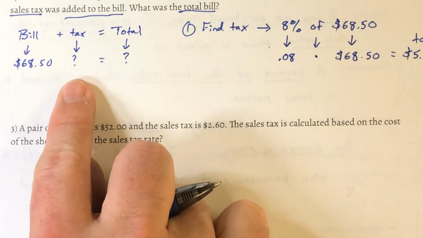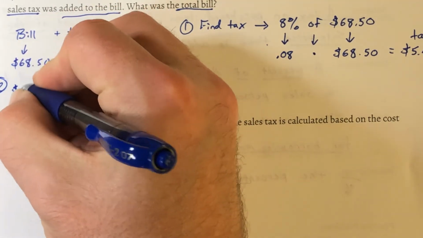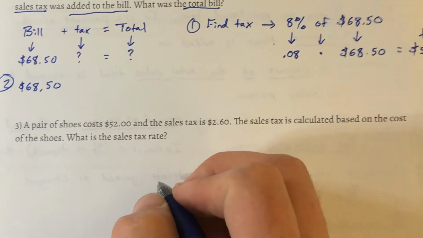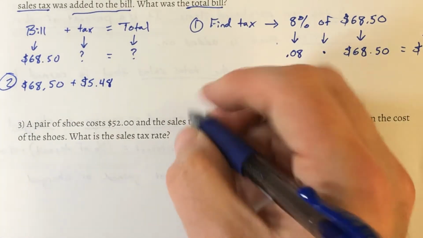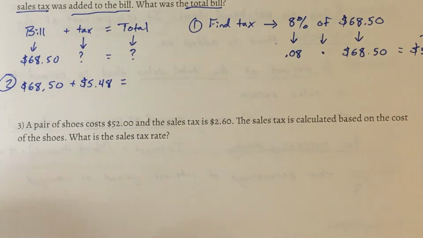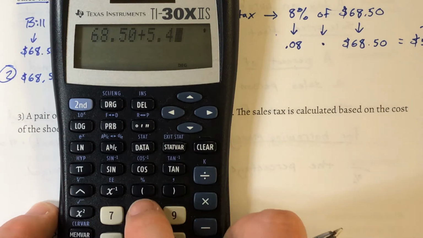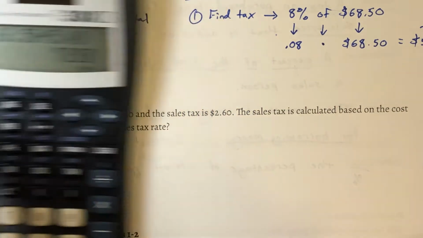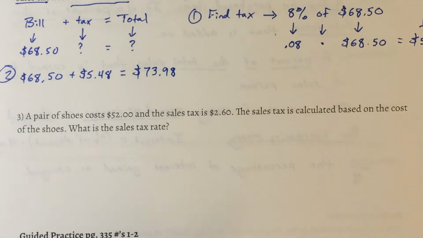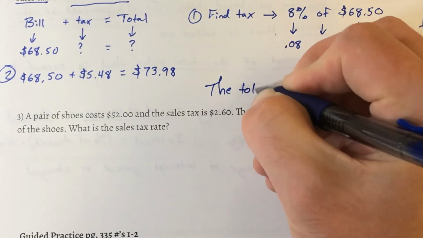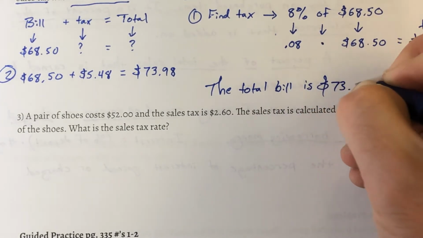All right, so let's go back to our original thought process. We have our bill, $68.50. We're going to add the tax, which is $5.48, and we're going to get our total. So $68.50, add the tax, $5.48, we get $73.98. So what was the total bill? The total bill is $73.98.